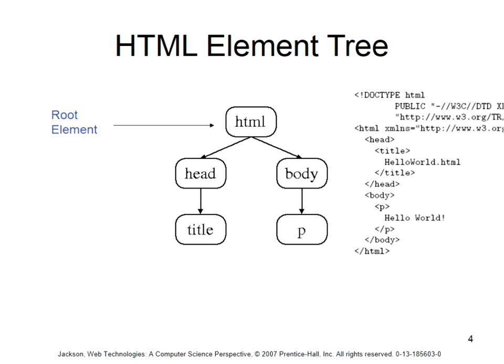So the HTML element tree: here we have HTML, and after that we have head and body. So HTML has two children, head and body. Body has also a child P, and head has a child title, etc.